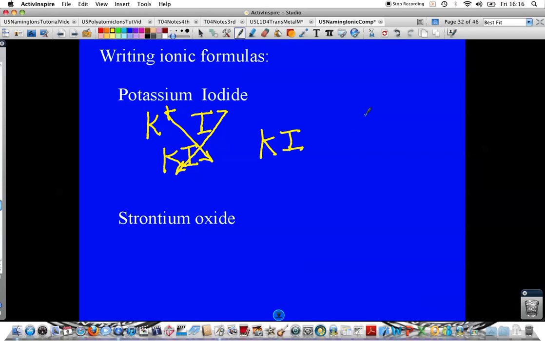Now, a better way of doing this is to actually look at it and reason through it and figure out that, okay, I'm trying to get the charges to cancel, and so K is a +1, I is a -1, a +1 and a -1. Of course, you add them together, that equals 0, so they already cancel. Okay, some compounds are going to do that.